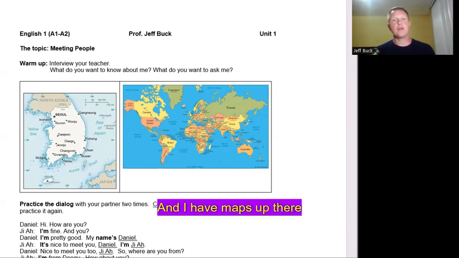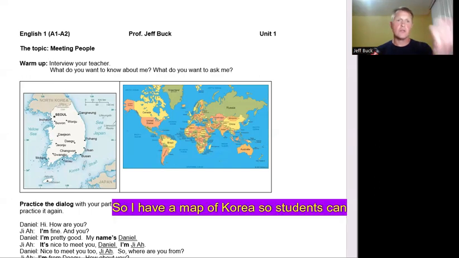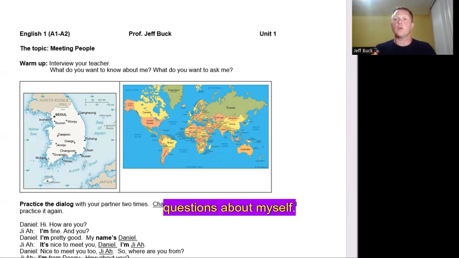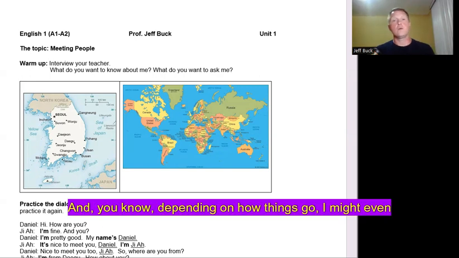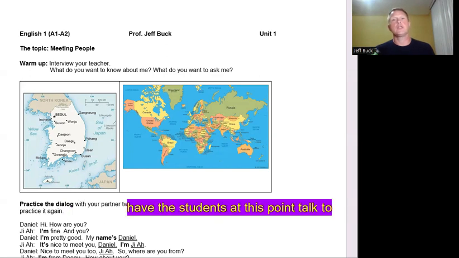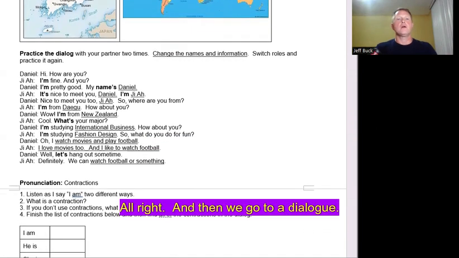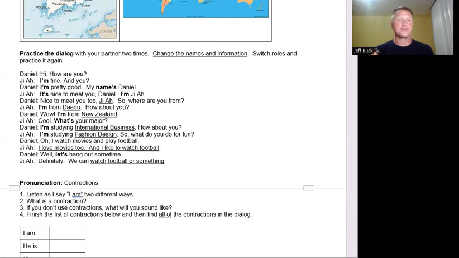And I have maps up there to guide the conversation a little bit. Again, I taught this course in Korea. So I have a map of Korea, so students can talk about where they're from in Korea, and a map of the world to help them ask me questions about myself. And depending on how things go, I might even have the students at this point talk to a partner. All right, then we go to a dialogue.